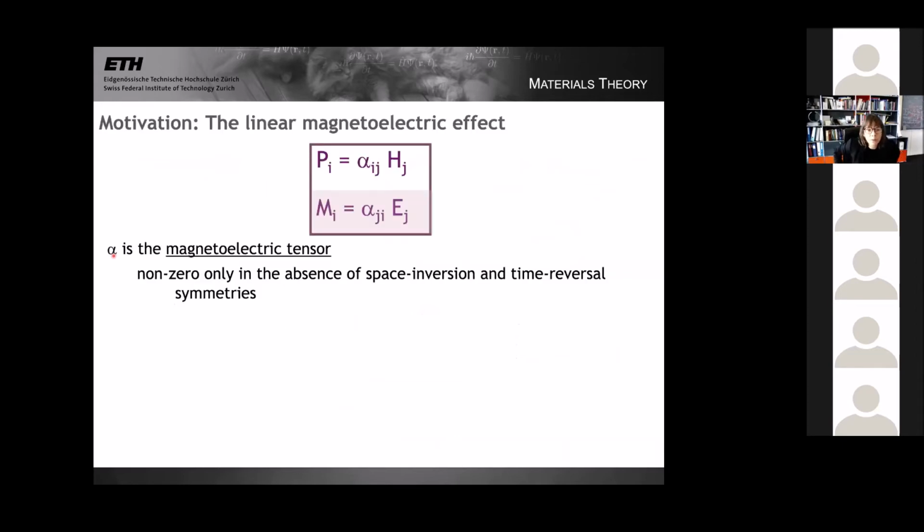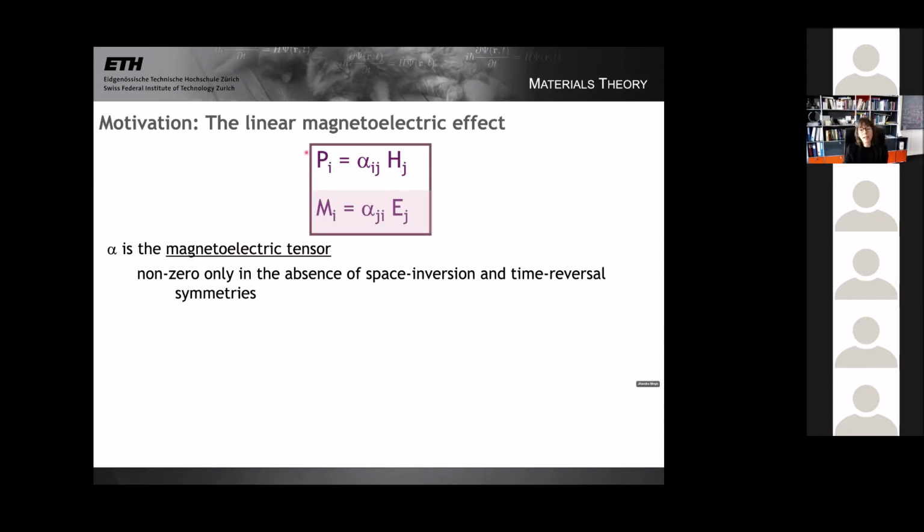So let me review for you what the magnetoelectric effect is, or specifically what the linear magnetoelectric effect is. The linear magnetoelectric effect refers to when I apply a magnetic field in some direction, I induce an electric polarization, which may be parallel or not to the magnetic field, or conversely, if I apply an electric field, I induce a magnetization that's linear in the electric field. And the proportionality constant between the applied field, magnetic or electric, and the induced electric or magnetic dipole moment, magnetization, is called the magnetoelectric tensor.